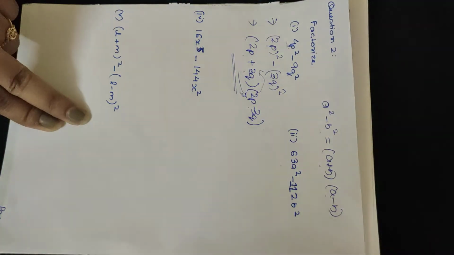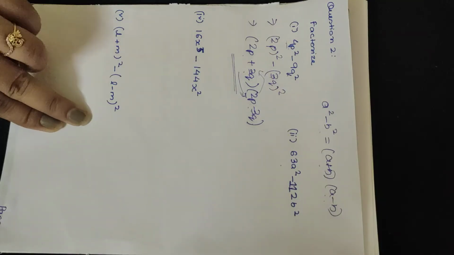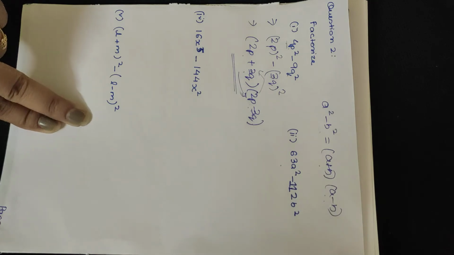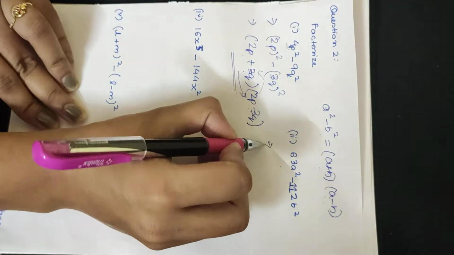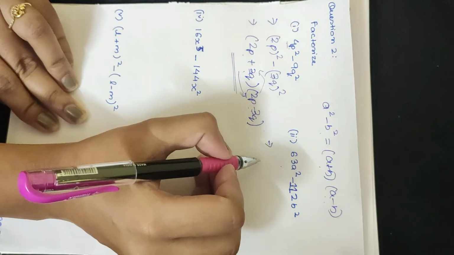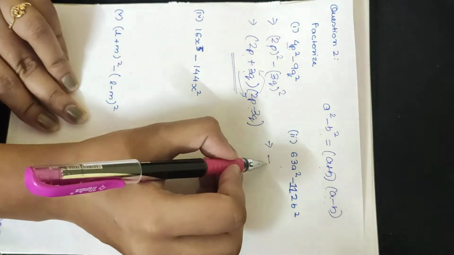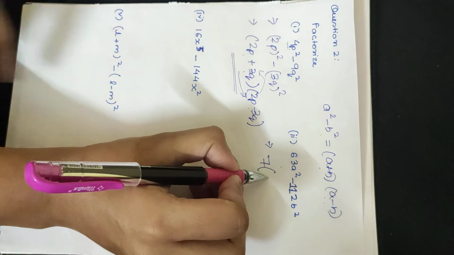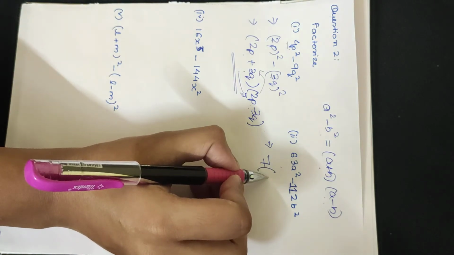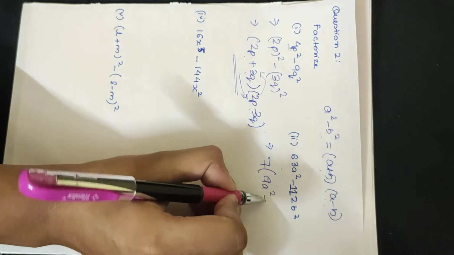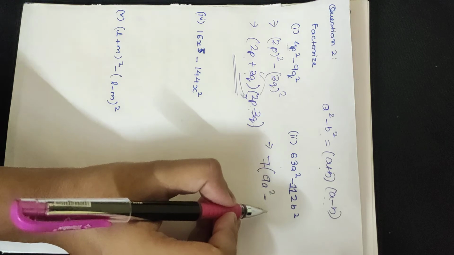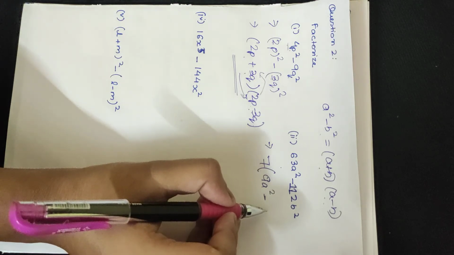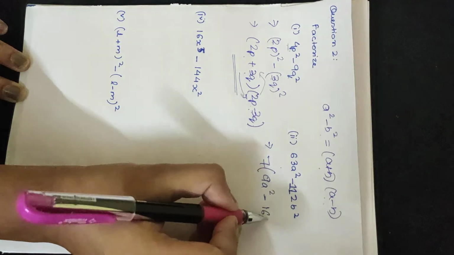Next we come to question number 2, sum number 2. Here we see 63a square minus 112b square. First of all, we need to find a smaller number which can divide both of them. In this case suppose 7 is taken. 7 nines are 63, so 9a square minus 112, how many times does it divide? 7 sixteens are 112, so 16b square.